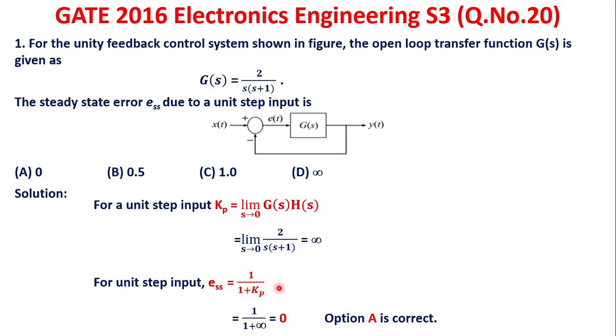Anyway, for the facilitation of learners, I have given the steps also. So the position error constant Kp is limit s tends to 0 of G of s H of s. Therefore, when we substitute this here, we will get infinity. Therefore, for step input, the steady state error is 1 by 1 plus infinity, which is 0. So option A is correct.